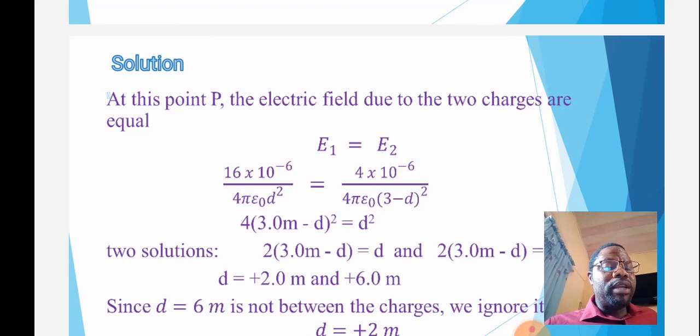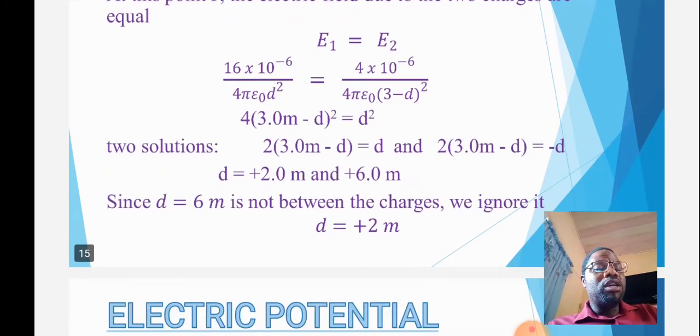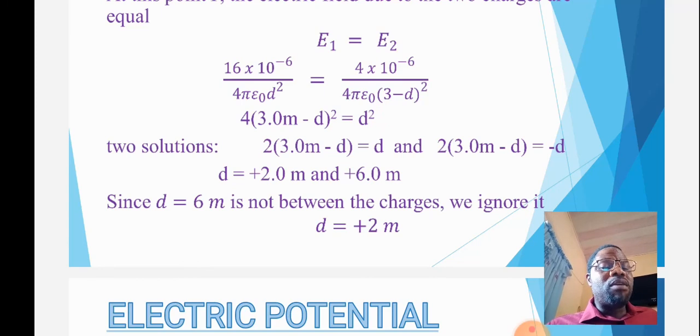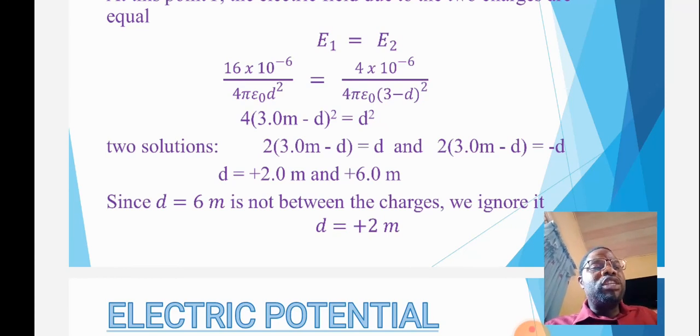So solving the equation, we have that d is equal to plus 2.0 meter and plus 6.0 meter. So far we know that the distance between the two charges is 3 meter. Therefore, the distance of 6.0 meter can never be between them. So we neglect it. Then we now have that the distance d is going to be plus 2 meter.